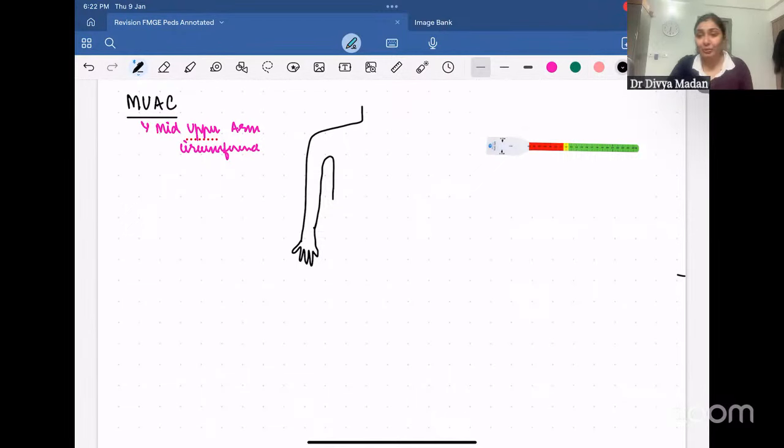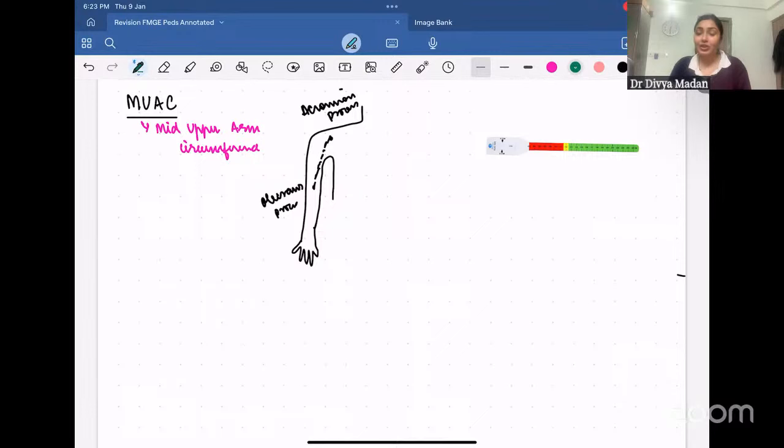How are you going to measure the mid-upper arm circumference? How do you know that this is the middle of the arm? We take two bony points. What are those bony points? Above, it is the acromion process. And below, it is the olecranon process. We mark these bony points and draw a line joining these 2 points. At the middle of this line is the place where we are going to measure the mid-upper arm circumference, right?